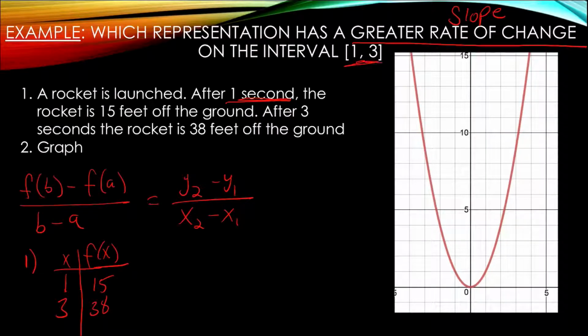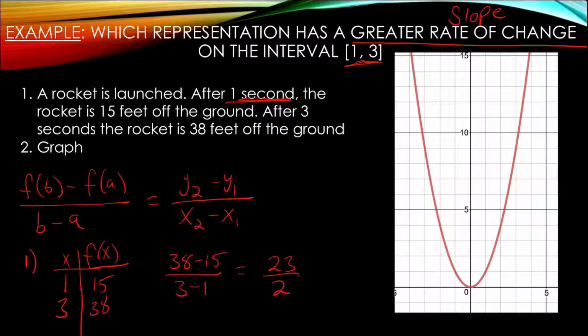Okay, so 1 to 3. So we need to do some calculations here. We have 38 minus 15, all divided by 3 minus 1. Well, 38 minus 15, let's see, that's 23 over 2.